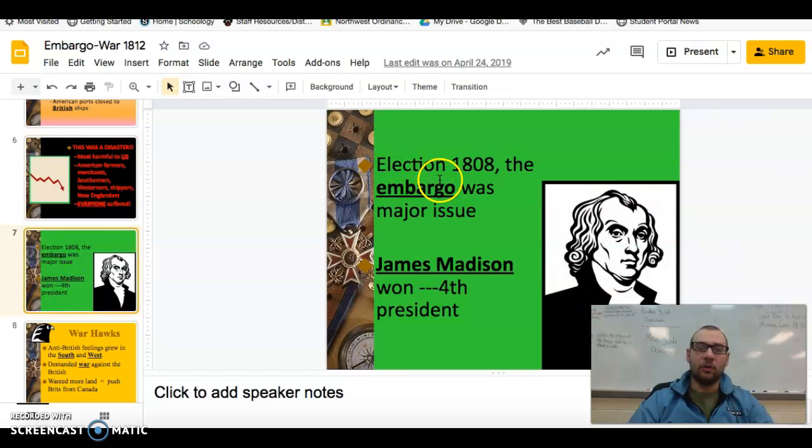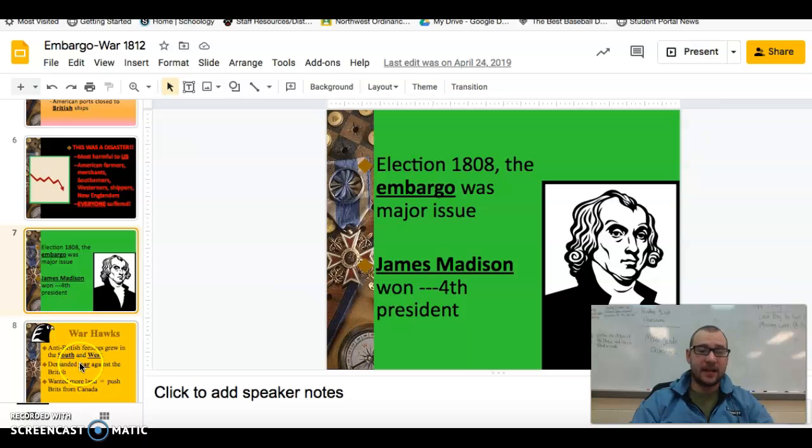All right. In the election of 1808, the embargo becomes a major issue. Everyone's blaming Jefferson for what happened with the embargo. This lets the door open up for a guy named James Madison, and he's able to become the fourth president. So Madison's going to be running the country during the War of 1812.